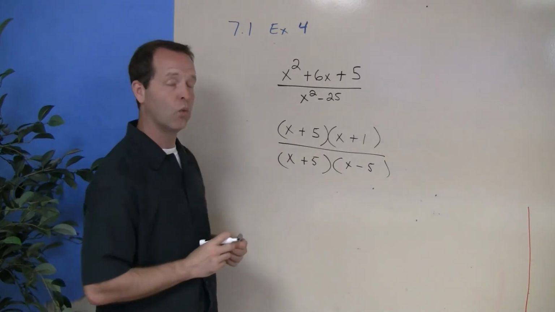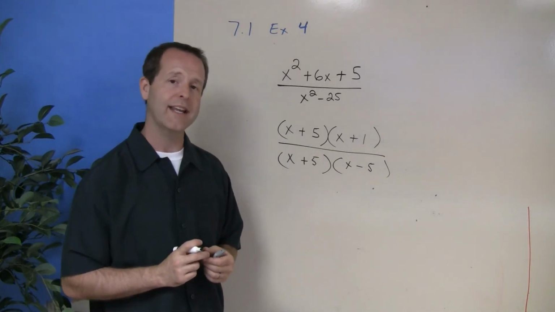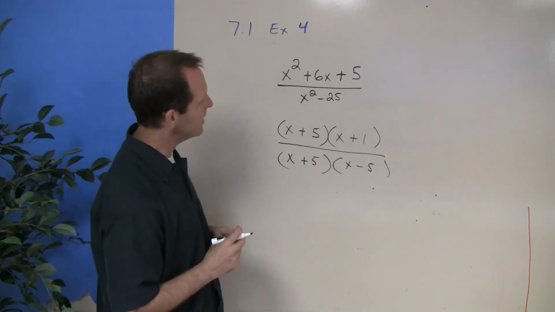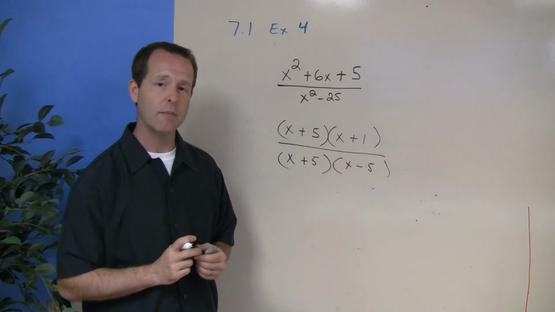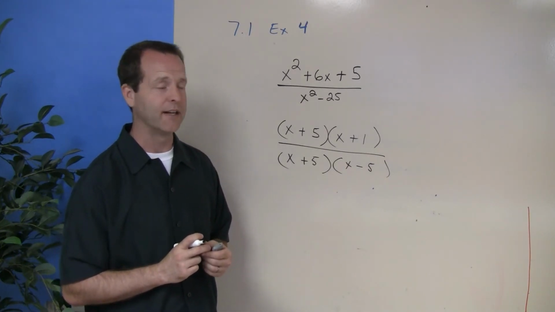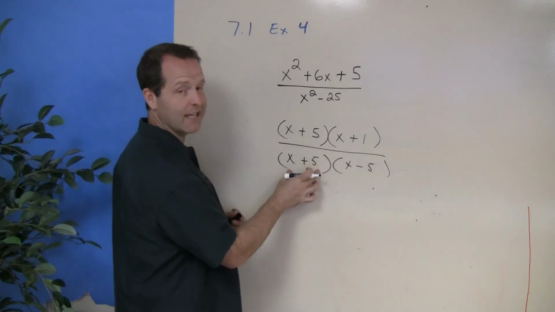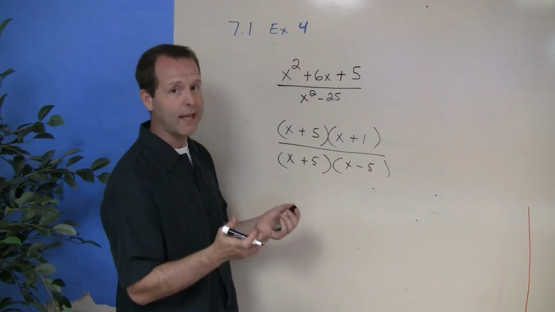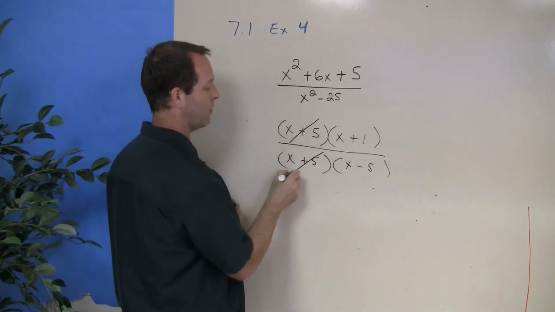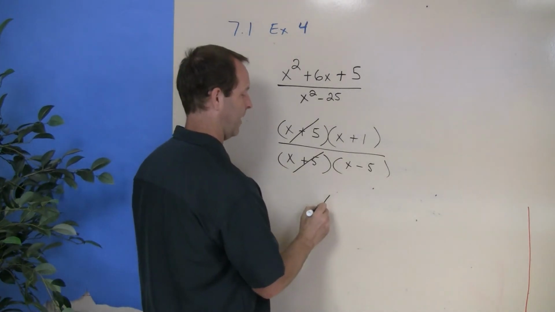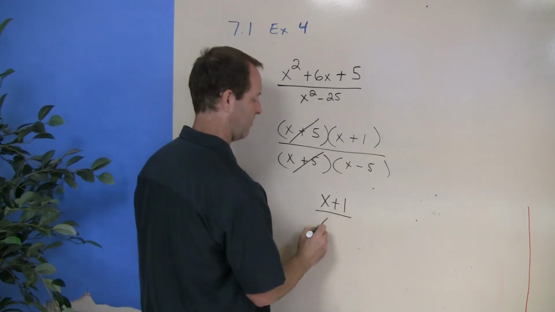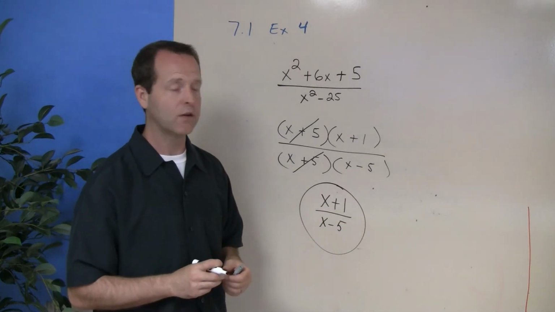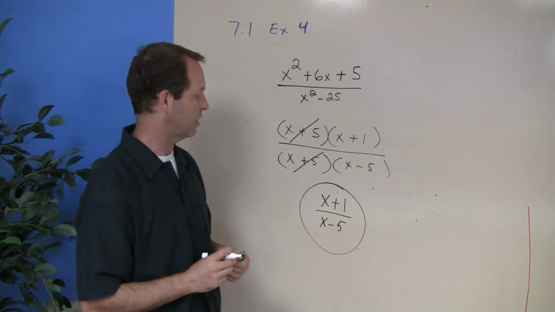Now that I have our original problem rewritten in factored form, I can go through and start chopping things up. And what I see is an x plus 5 that's a common factor to the numerator and the denominator. So the x plus 5, I can cancel with the x plus 5 on the bottom, because essentially it's just a clever version of 1. And we can multiply anything by 1. So I'll eliminate both of those, and I'm left with x plus 1 over x minus 5. And that is my final version of the simplified rational expression.